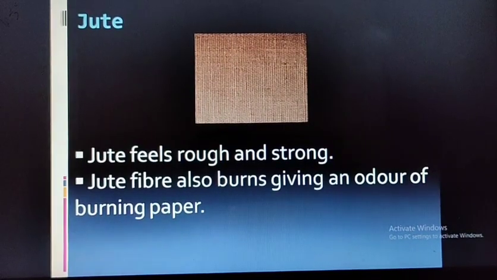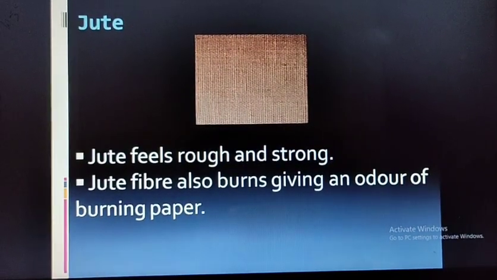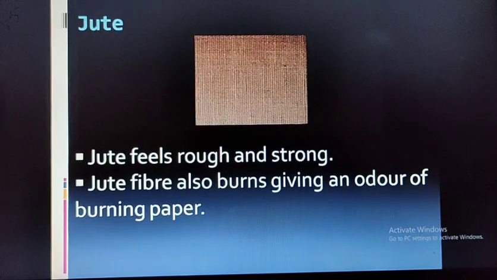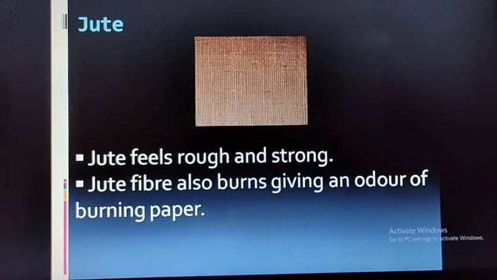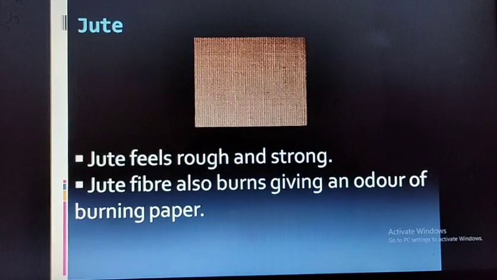Next is jute. Jute feels rough and strong. Jute fiber also burns, giving an odor of burning paper.